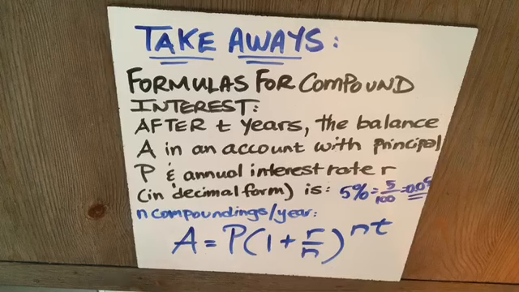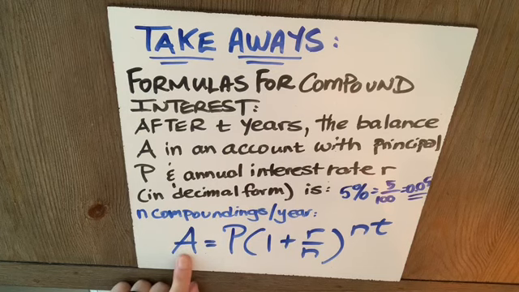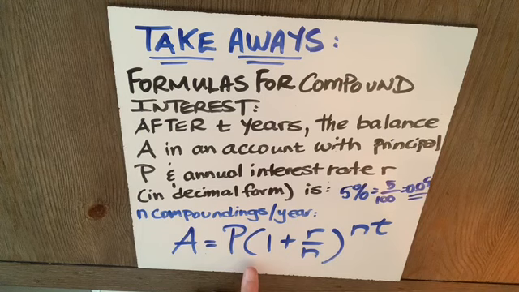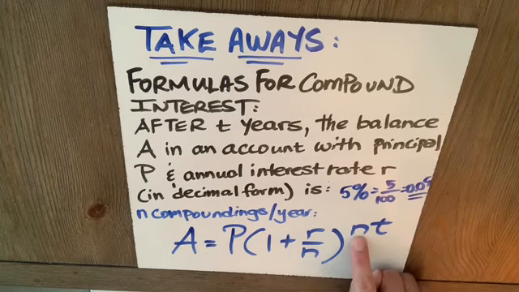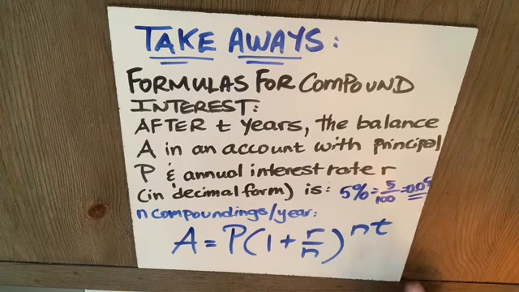If you're doing n compoundings per year, meaning it is not continuously compounding, the amount in the account, the balance, is equal to the original principal times the quantity 1 plus your decimal rate R divided by the number of times you compound, all raised to the NT. Number of times you compound times the number of years you leave this money in the account.